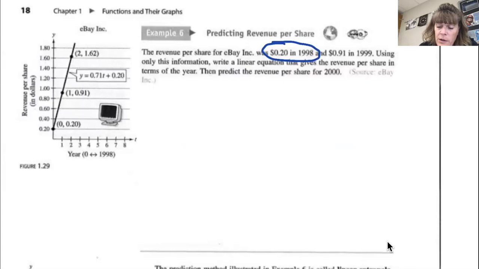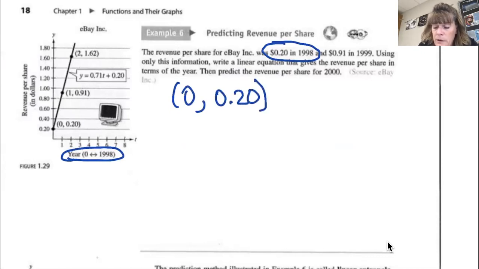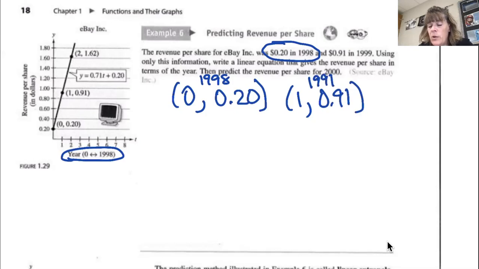Now notice that our time should always be the x-axis. So this would look like this. Now, they actually told us from this that year 0 is going to be 1998. So I can take this point right here as the point for 1998. 1999, which is 1 year later, it was 91 cents. So this would be my 1999 point. So now I have 2 points.